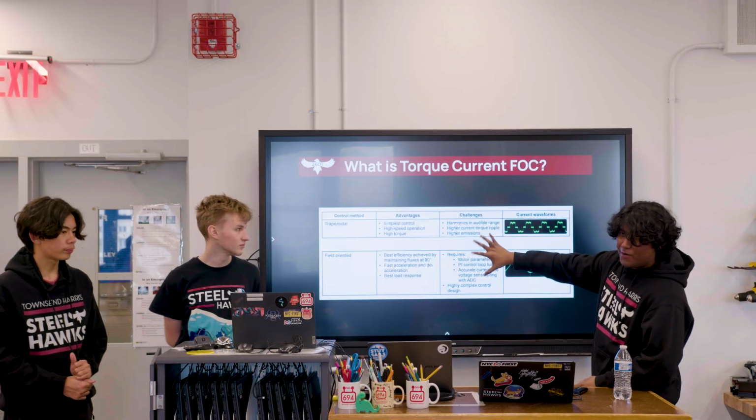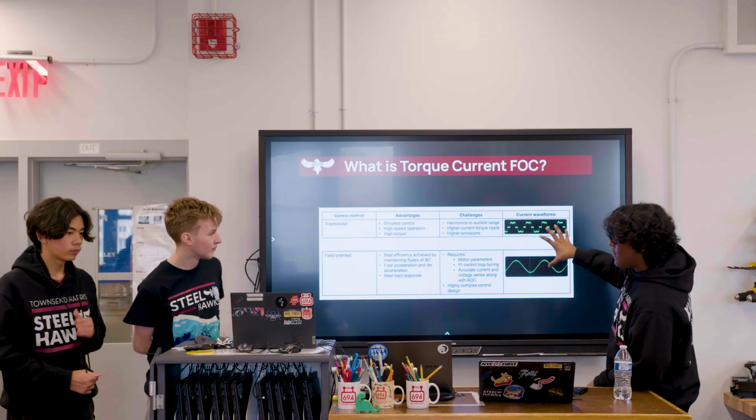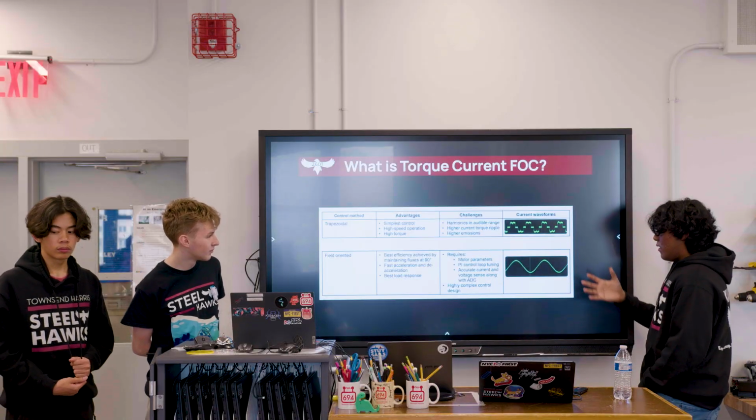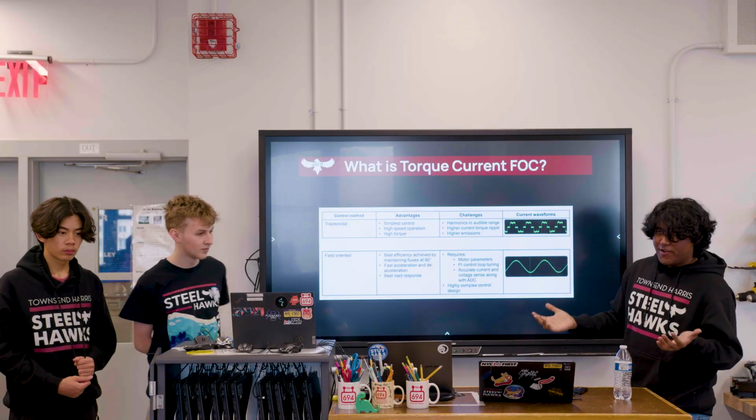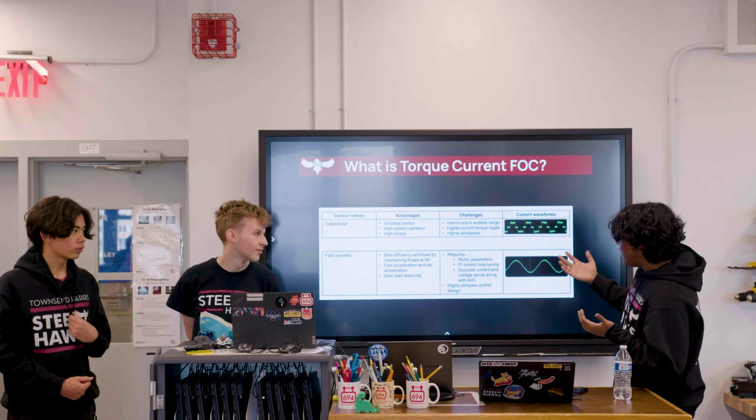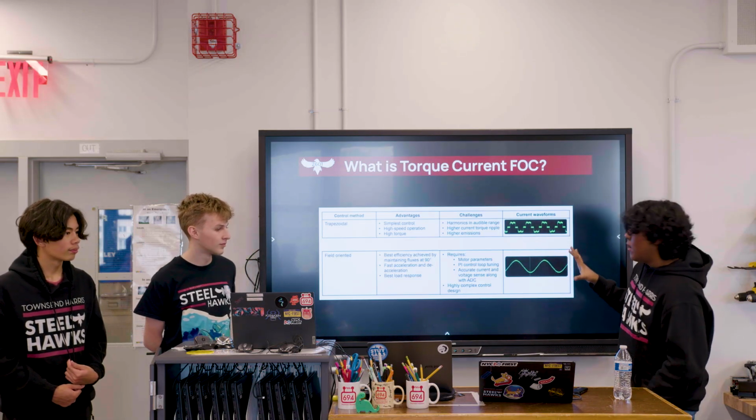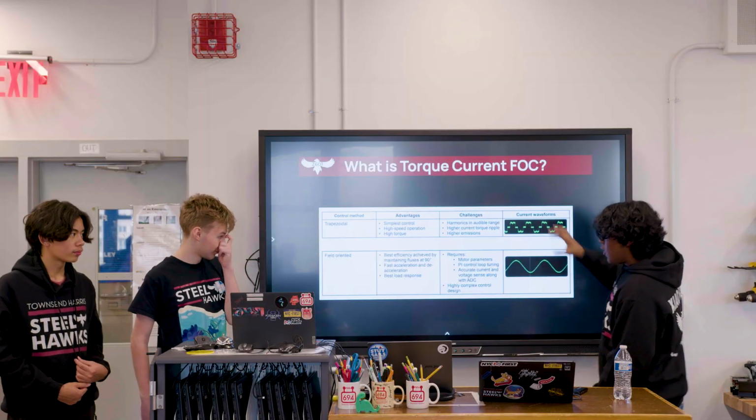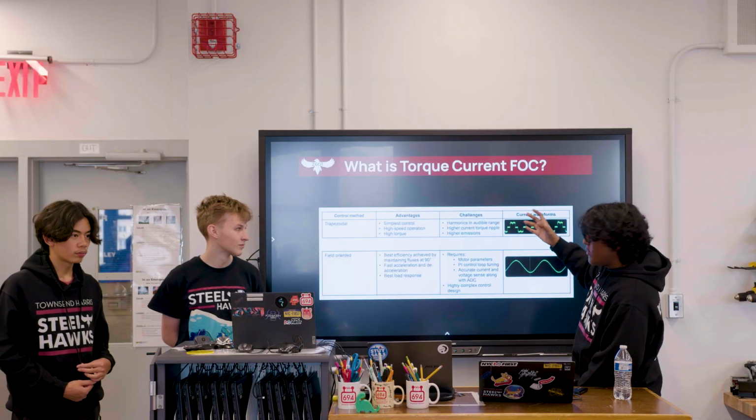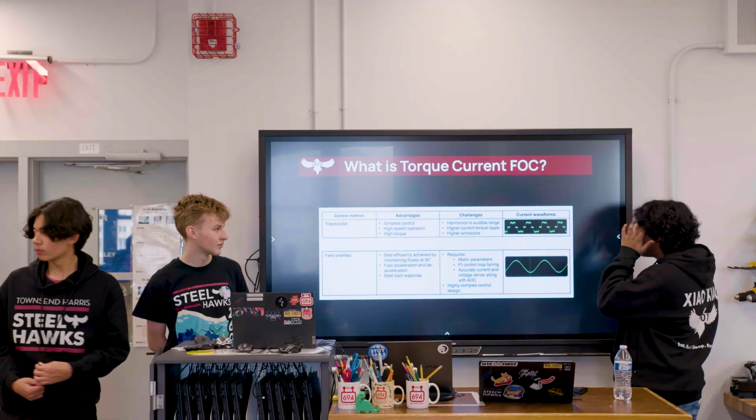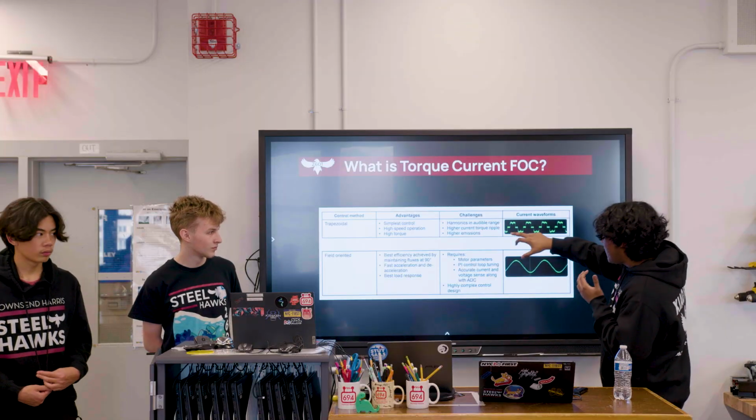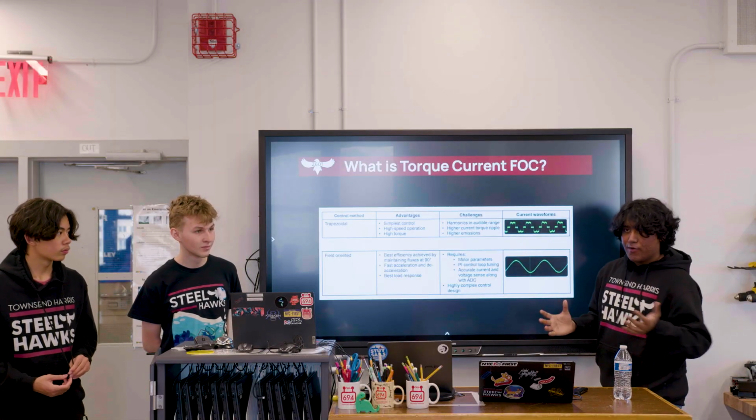Don't worry about this stuff, let's look at the graph right now. They're both sinusoidal functions. Think of this as your torque, so this is torque over time. Your top is going to be your trapezoidal commutation. As you can see, it's pretty jumpy, and these jumps that you see are called torque ripples.